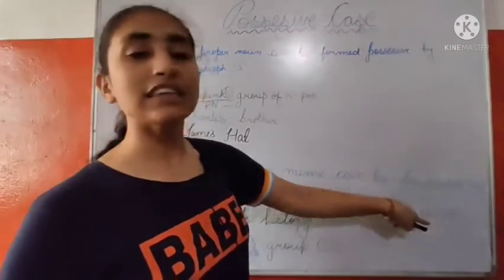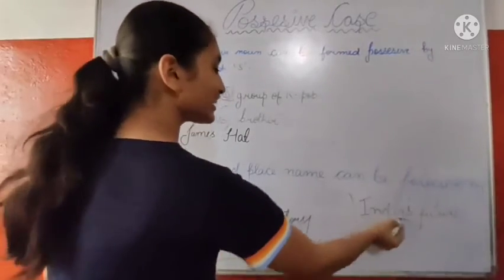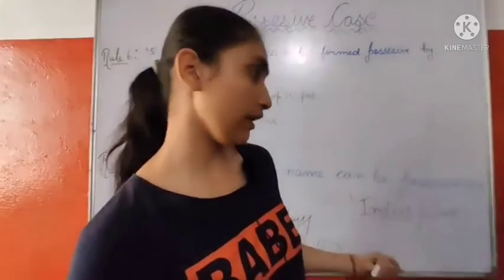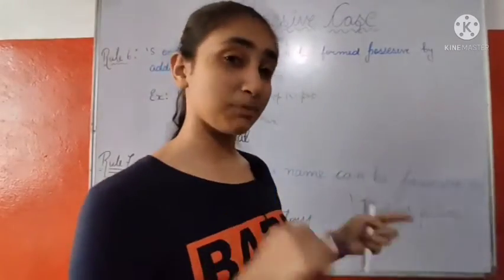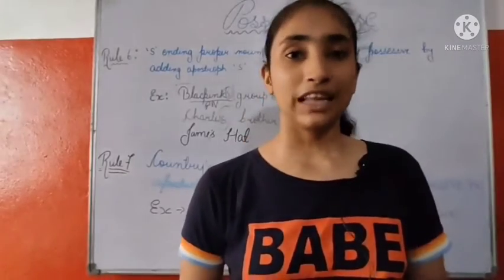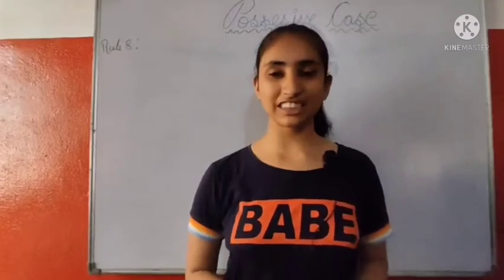Again, India's future. India is what? India is the name of a country. So India's future. So here India is changed into possessive just by adding an apostrophe. So now let's move ahead. So this was for today's lesson.